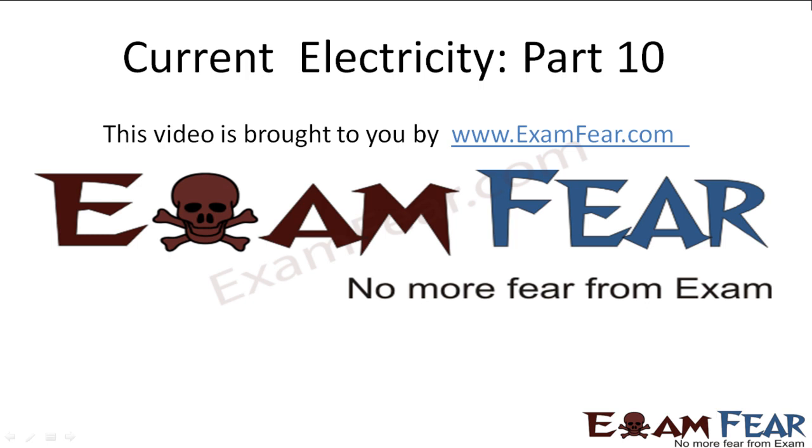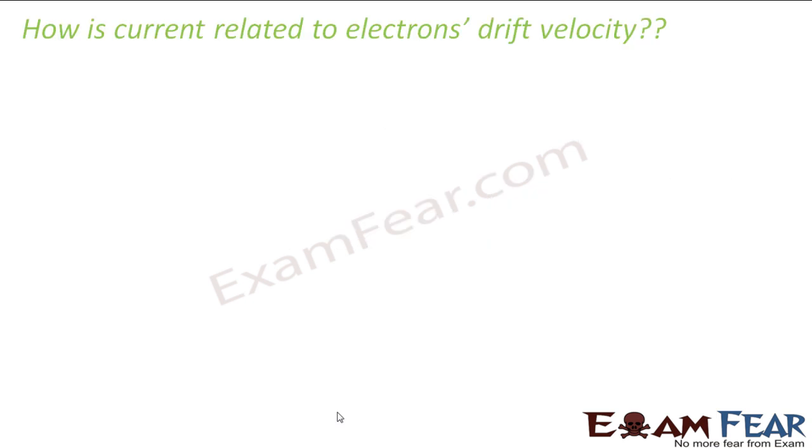Please make sure that you have watched all the videos till part 9 before going ahead with part 10. Now we will see how current is related to electrons' drift velocity, because as the electrons drift, that constitutes the electric current, right? So we will see with the help of a mathematical expression how current is related to electrons' drift velocity.